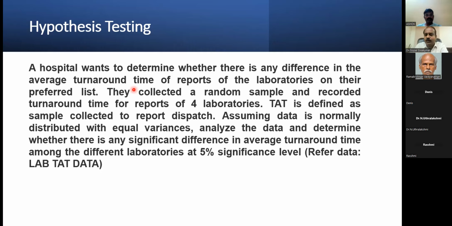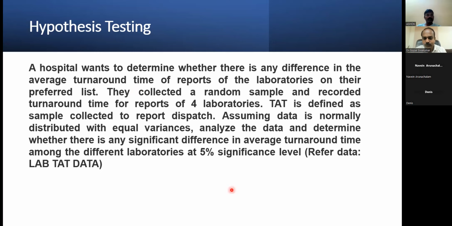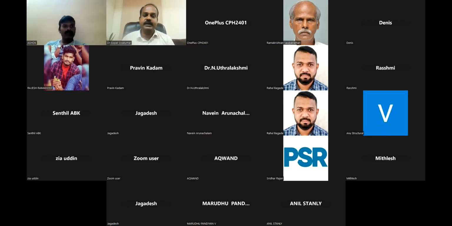But suddenly you have a doubt. Maybe there is a particular lab working slow or a particular lab doing the work faster? You don't know. You want to understand as a chief of the hospital. So what you do is look at the data and try to understand whether any particular lab is performing significantly different. This is the situation. Now, what is the test you should do? ANOVA. Very good. You should do ANOVA, right? So for that, we need data.